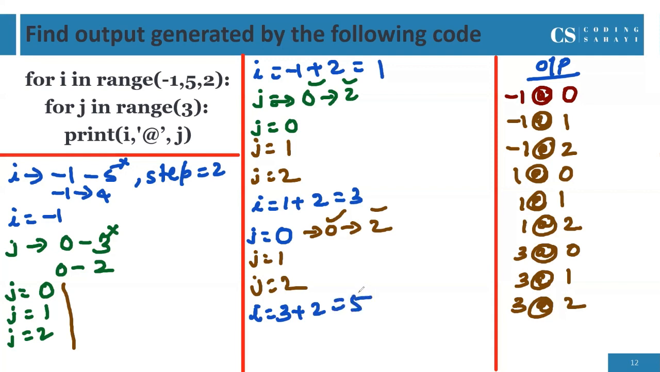Whether this is in this range, that is we have the range from -1 to 5, that means 5 is not included. So that time it comes out of the loop. So our loop is finished here and we don't have any other statement after this for loop. So this is our output.